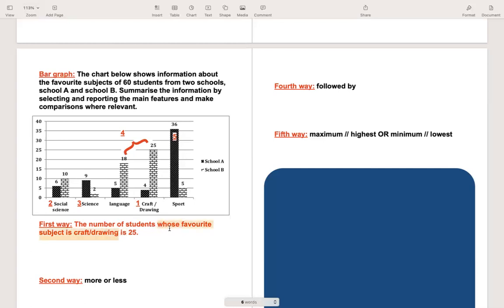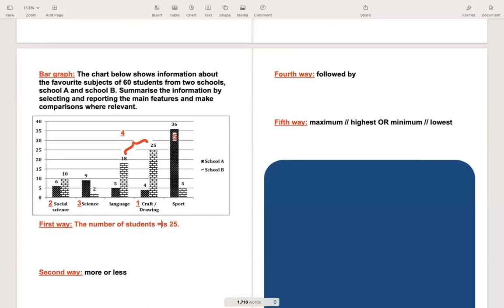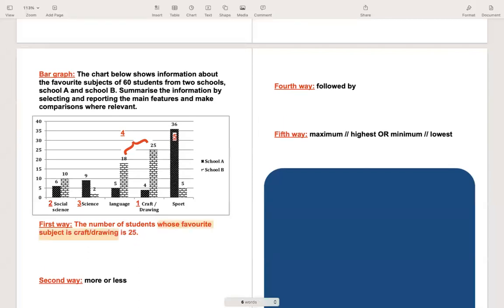Whenever there is a word like whose, it's a relative clause here, like she said. So this is favorite subject is craft and drawing. This is for number of students. The number of students is 25. Is this a good sentence? Yes. Which student? Whose favorite subject is craft and drawing. Is it clear? Yes, sir.